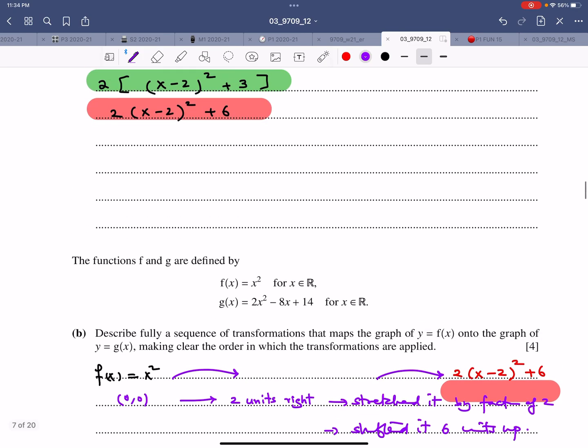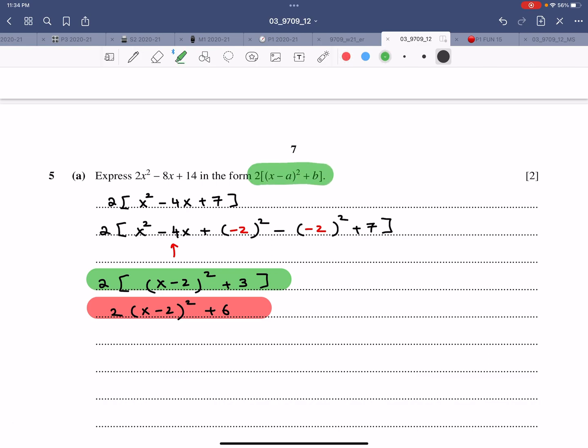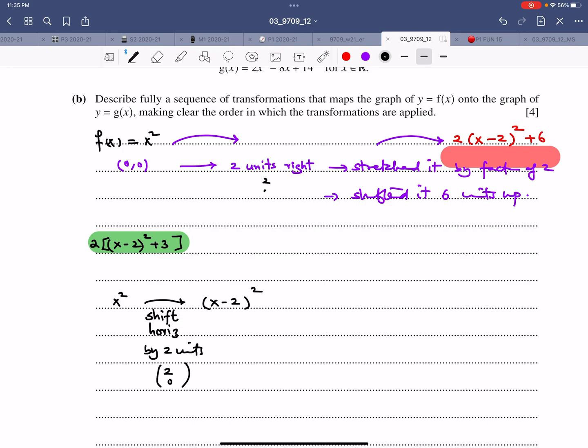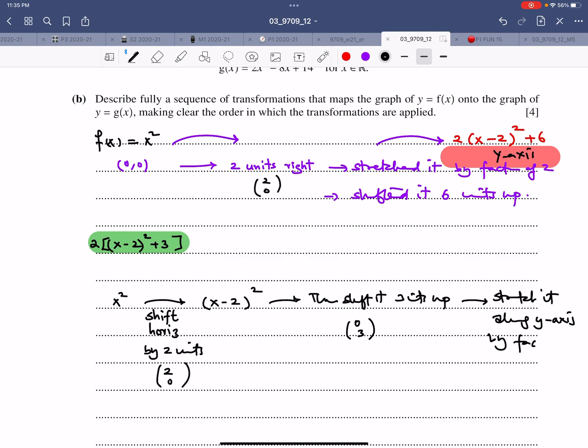But since the examiner is focusing on the green form, let me focus on the green approach. They have written this thing as 2[(x − 2)² + 3]. So what they have done is that x² is first transformed into (x − 2)², that is shifted horizontally by 2 units. I should also state the vector (2, 0). And then shift it 3 units up, that is translate by (0, 3). And then stretch it along the y-axis by a factor of 2. That is also important. So that is how this thing is done.